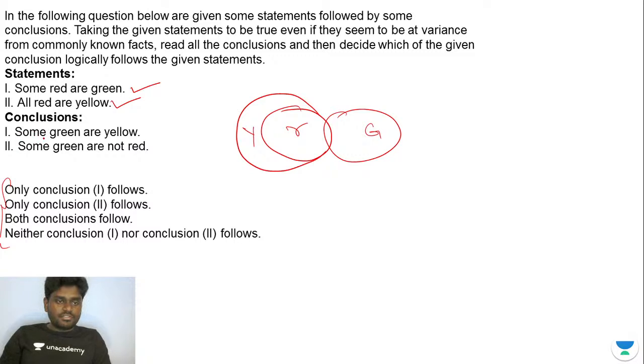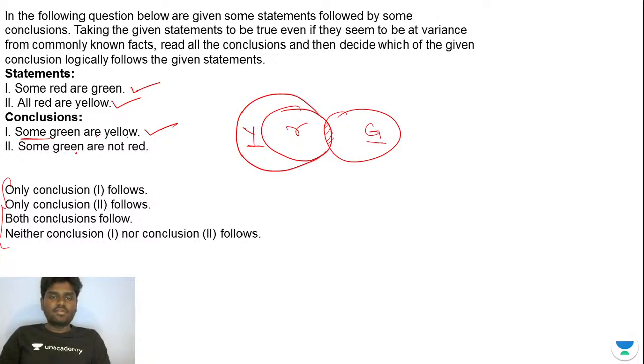So the first conclusion, if you see here, some green or yellow. If the conclusion starts with "some", if it is a "some" type of conclusion, you need to simply check whether the two parameters are connected or not. Simply see, here you have green and here you have yellow, right? You know the fact that this part is actually the intersection part. So I can definitely say that some green or yellow is absolutely true.